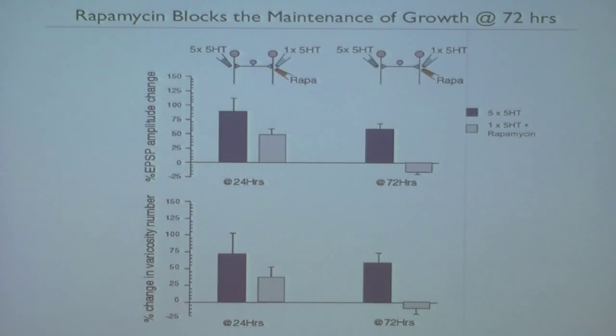And let me just show you the quantification. 5 pulses here, a single pulse here, together with rapamycin. This is at the site of initiation, good facilitation, good growth. The site of capture, 24 hours, facilitation and growth. But at 72 hours, while it's maintained at the site of initiation, facilitation and growth, which doesn't see rapamycin, at the site of capture, you see that both the facilitation and the growth are blocked.